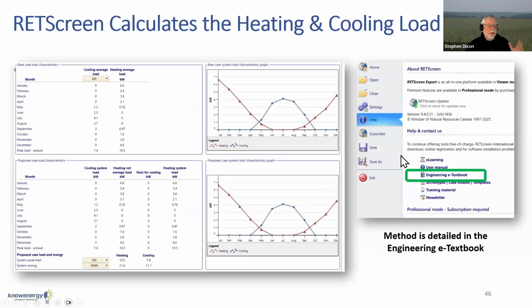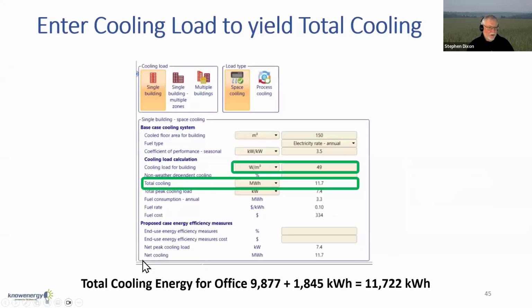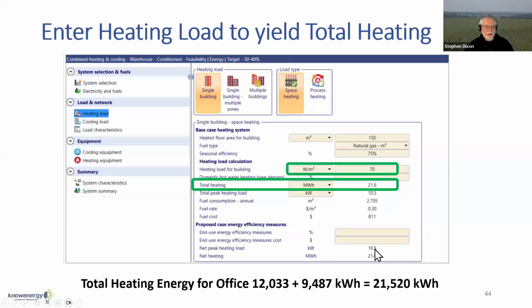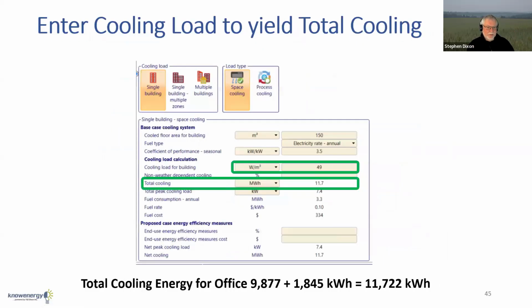All right, so then ultimately RETScreen, as Adam has shown us before, will determine the heating and cooling loads. So here we have the heating cooling energy, the 21.6 and the 11.7. And here we have the heating cooling loads, the 10.5 and the 7.4. And those are actually on these screens too. The 7.4 is right here, and the 10.5 is over here. I don't have any measures that are going to reduce that. I'm simply going to take it as it is and electrify it, basically.